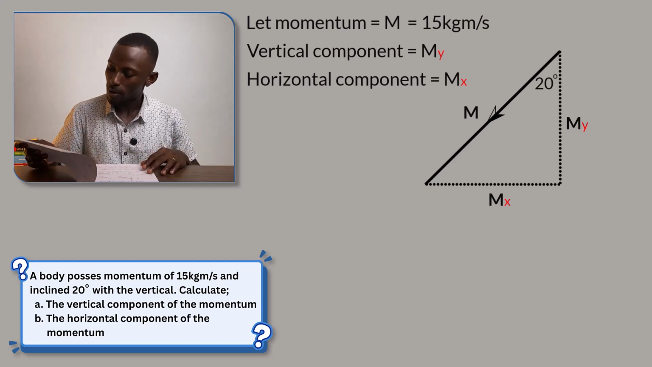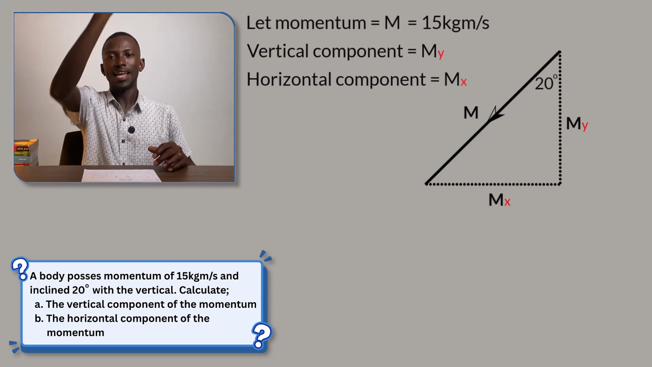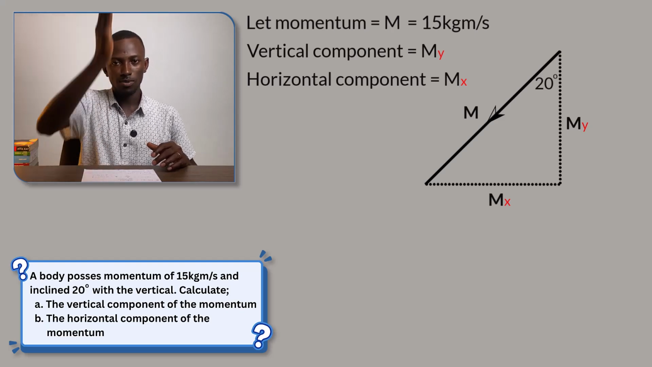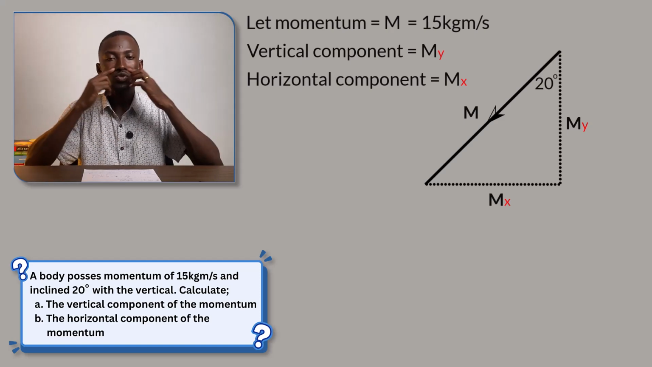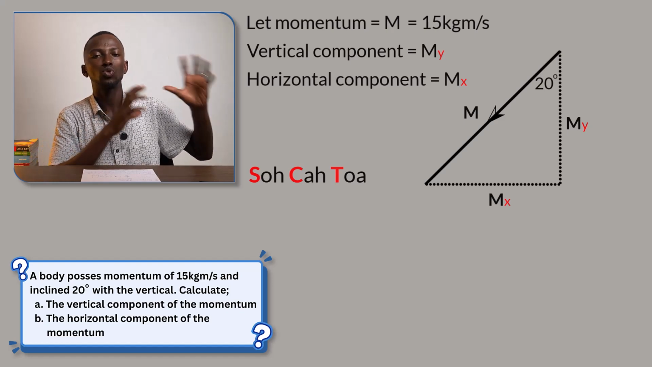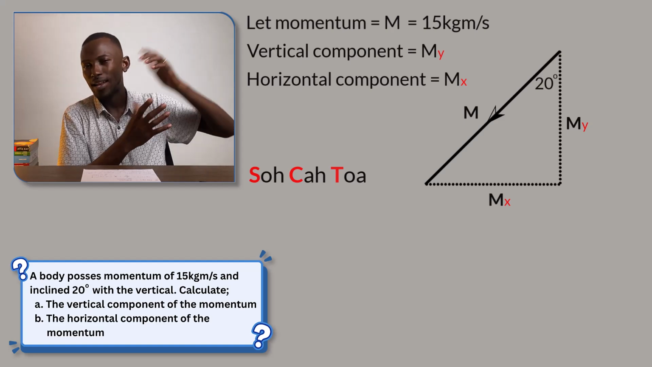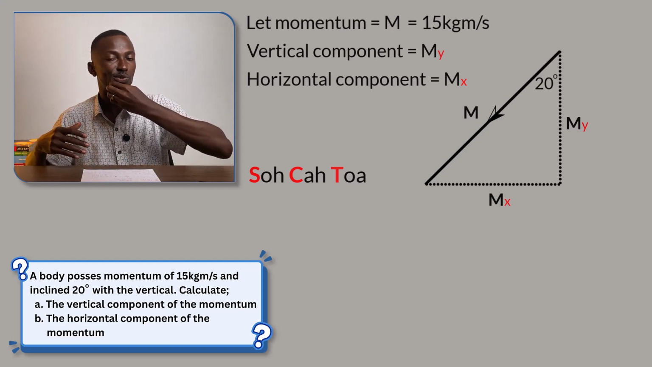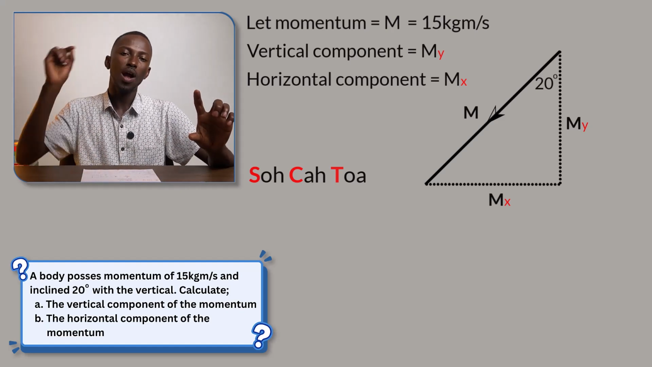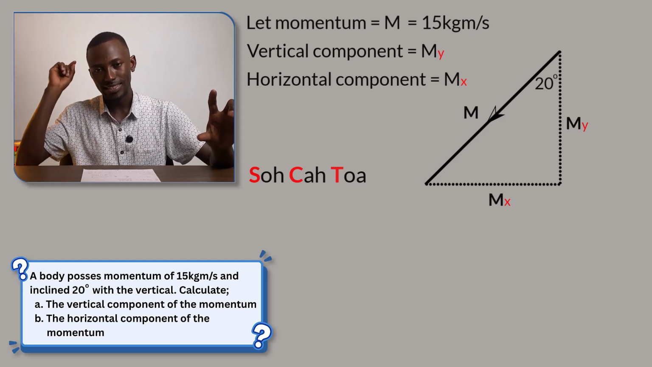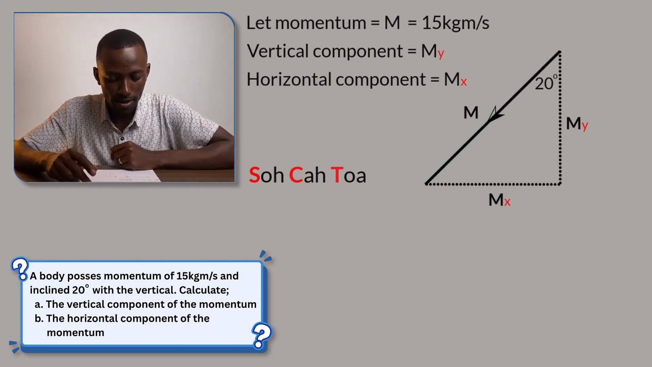So how do we go about it? The first part is to split it into the vertical component. We label that as my and the horizontal as mx. This is where we are going to apply the knowledge of Soh Cah Toa trigonometric ratios. If you have not watched that lesson on trigonometric ratios, I will advise you to watch it and then continue with this lesson. The trig ratios are Soh Cah Toa: sine, cos, and tan. Understand it very well, and then come back to this lesson.